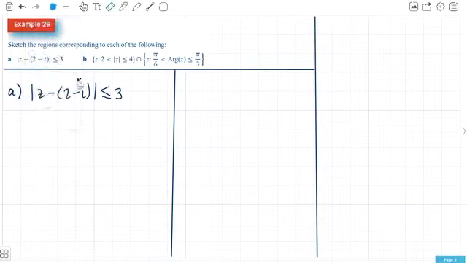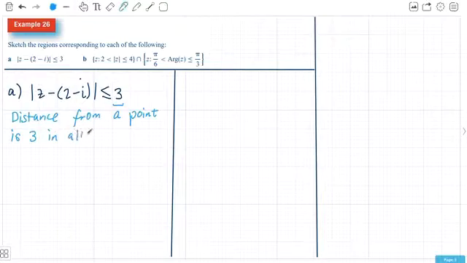So what I mean by that is, I recognise that I've got here the modulus signs. Remember that the modulus signs mean a distance from a point, and normally that point is the origin. So the distance from a point is, in this case, this value here, 3, in all directions. And that corresponds to a circle. The only shape that has the same distance from a central point is a circle, because the radius is that distance. So it's a circle with the radius equal to 3.